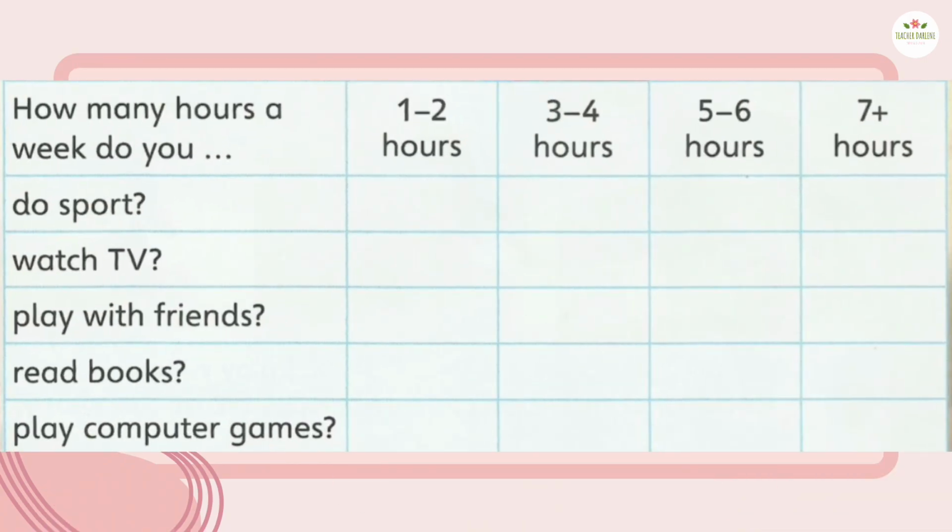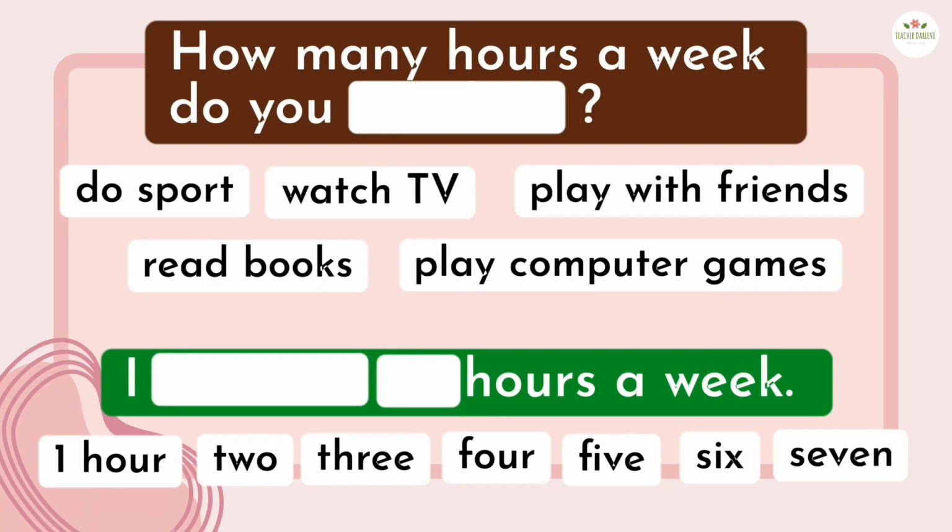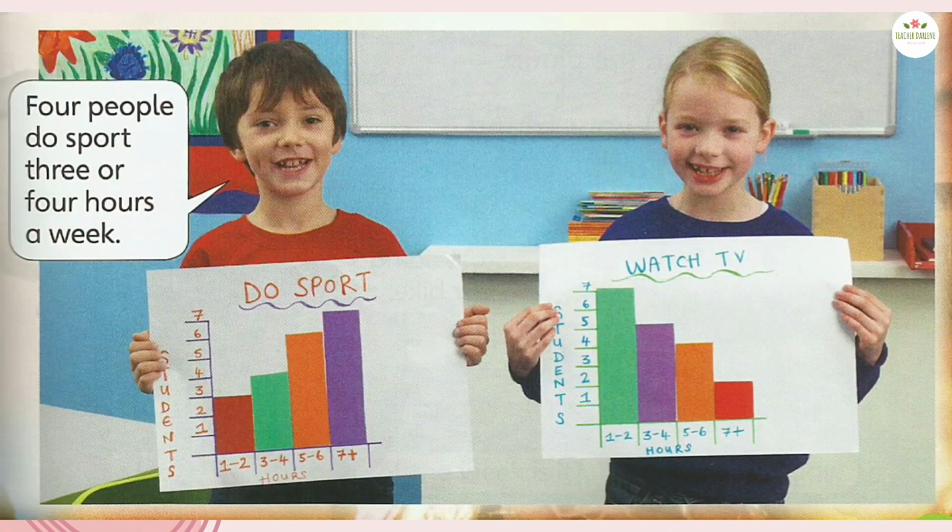Copy the table in your notebook. Then, do the class survey. You may use the following key phrases. Activity 1. B. Choose one activity from the table and do the bar chart of that activity. Refer to your completed table to make a bar chart.